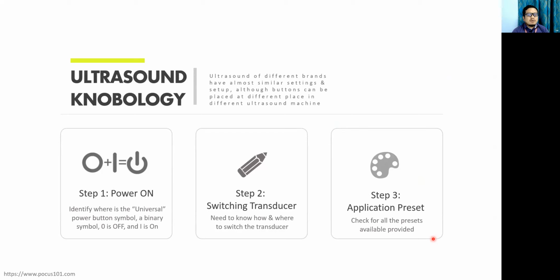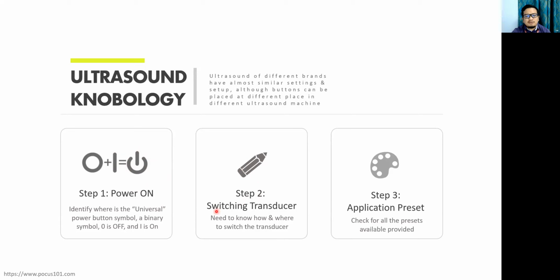Number one is, of course, you have to know where to power on the machine. You have to identify the universal power button symbol. It's a binary symbol of 0 is off and 1 is on. When they combine, you get the symbol like this. This is a universal symbol in all ultrasound machines, and in fact in almost all other medical devices as well.